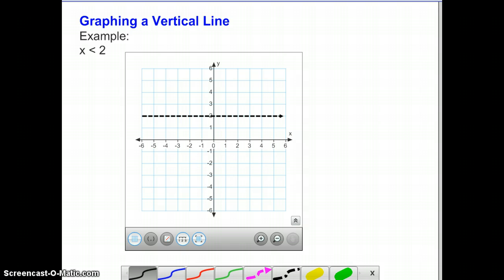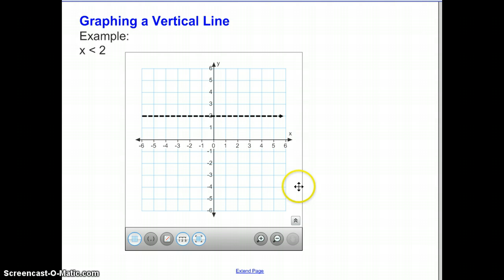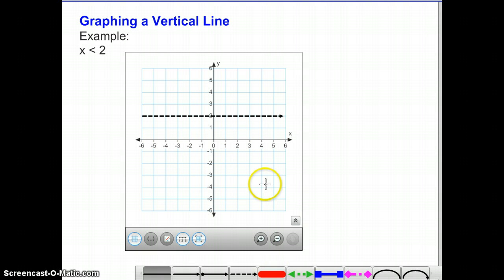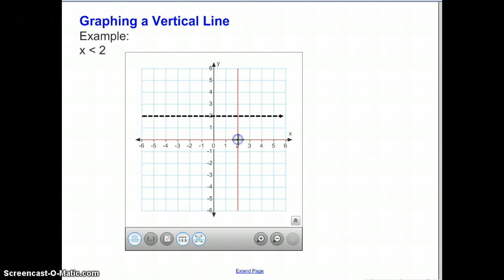Now we're going to graph a vertical line. We have x is less than 2. So we're actually going to put a point at 2, and we're going to draw a line here. Sorry about that little mistake there. When x is less than 2, we actually want it to be dashed, so make sure your line is dashed.